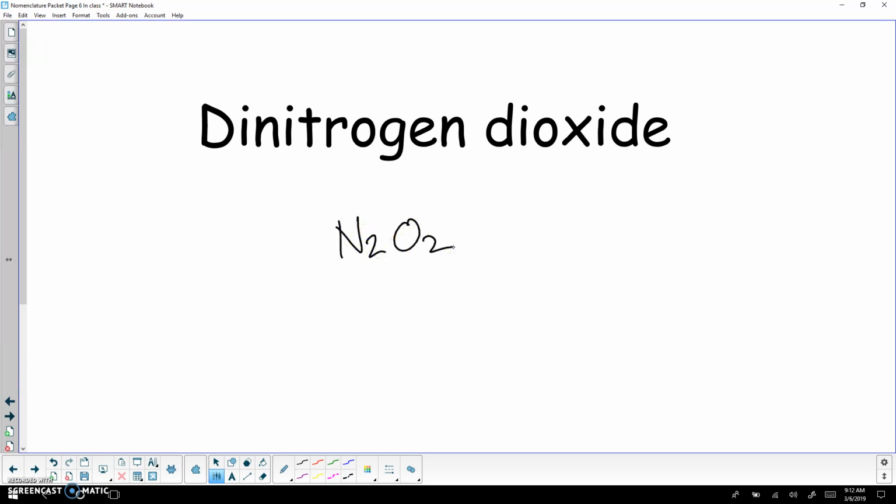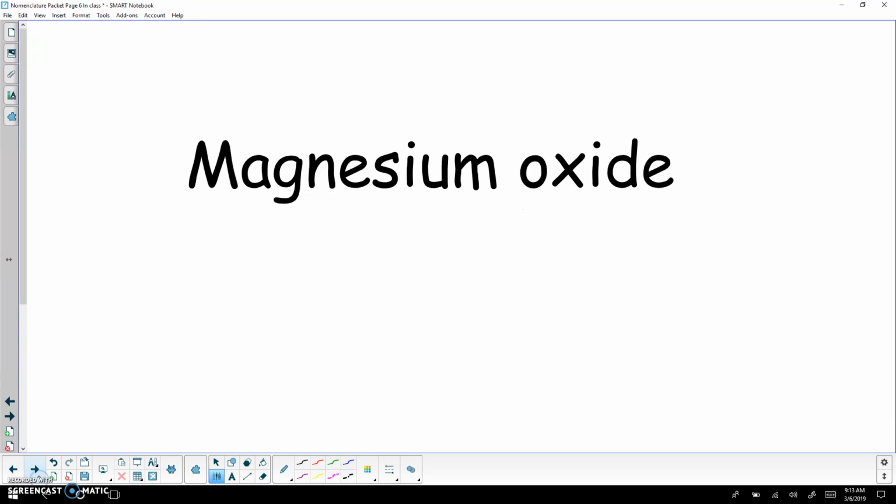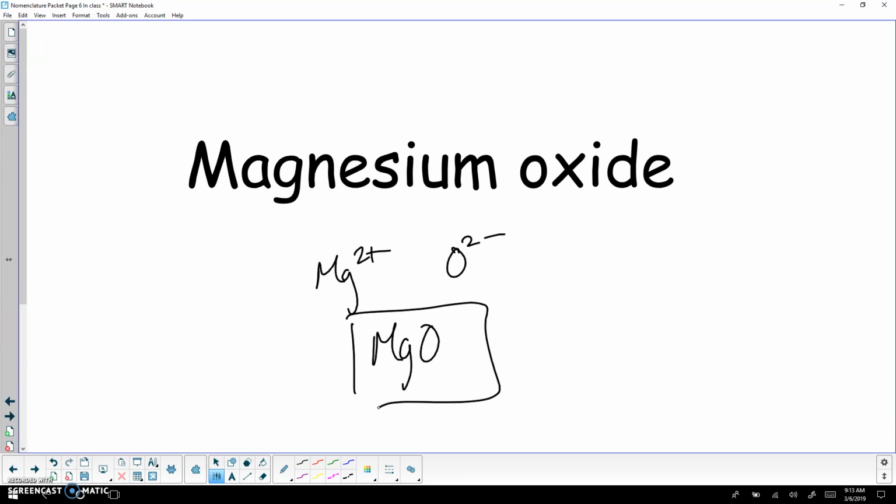Dinitrogen dioxide, N2O2. You do not reduce it. Okay, when you have molecular, you just leave it as is. 2 nitrogen, 2 oxygen, that's it. Magnesium oxide. Magnesium is always 2 plus. Oxygen is 2 minus. Equal and opposite. And this one, you have to reduce them. MgO.